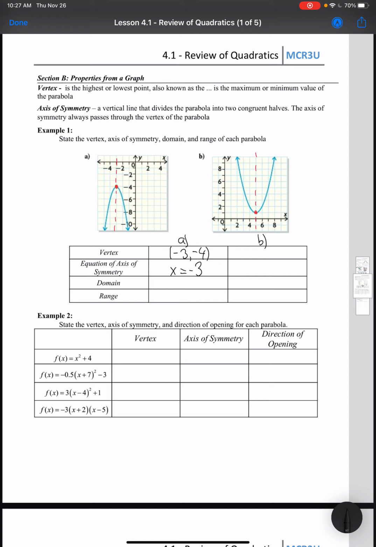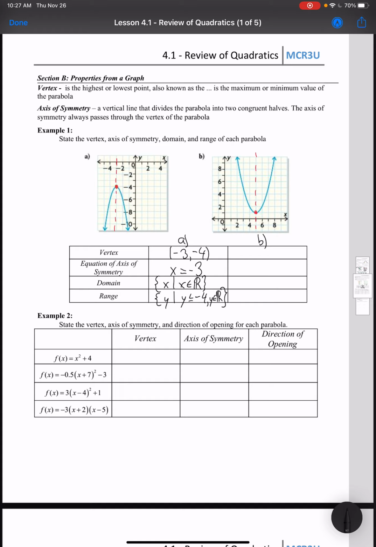The domain: if you go left or right, you can take on any value of x. So the domain will just be x, such that x can be anything, any real number. How about the range? The range is slightly different. It's going to be y, but you can see that you have that maximum point at -4, and you can take on any y value below or equal to -4. So y is less than or equal to -4, and it's any real number below that point. All right, so that's for part A.